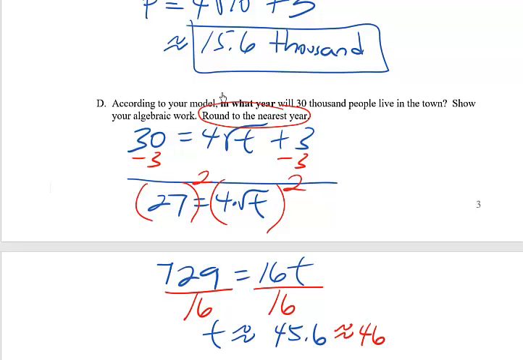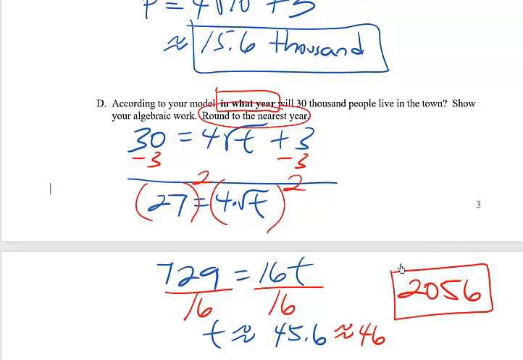And then I'm supposed to give my answer as an actual year. I refer back to my let statement. T is number of years since 2010, so this means 46 years after 2010. In other words, the year 2056. And that would be our final answer here. Again, we're not going to make a big deal of the modeling here, but you can see that the same procedures, the same types of steps we've taken all semester can be used with a variety of functions.